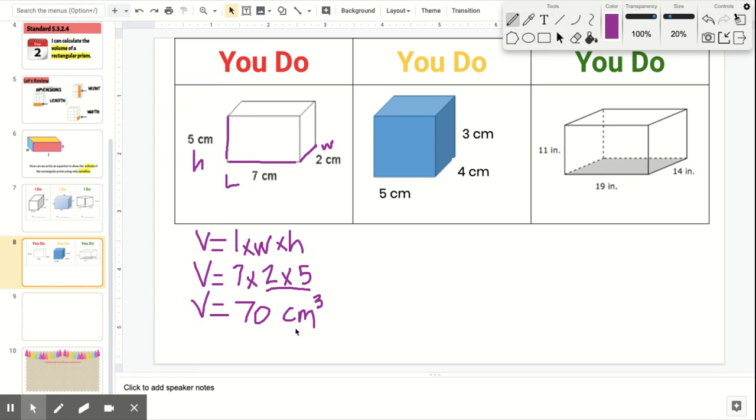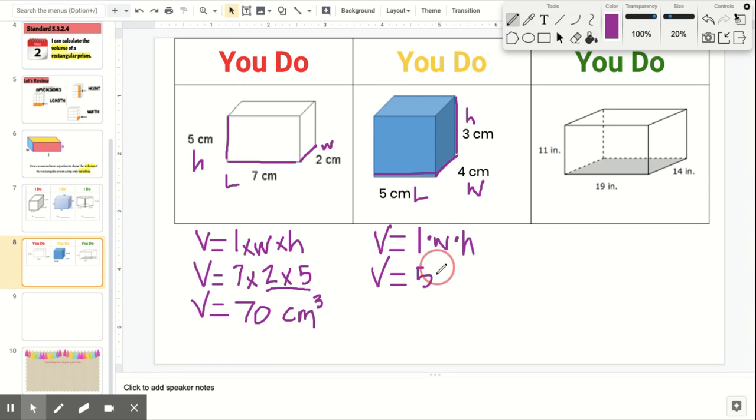Okay, moving on to the second problem. We have another rectangular prism. So we start with the formula, volume equals length times width times height. I'm going to use the dot for my multiplication symbol this time. 5, I'm going to say is the length, 4 is the width, and then 3 is our height. So let me plug in my numbers.